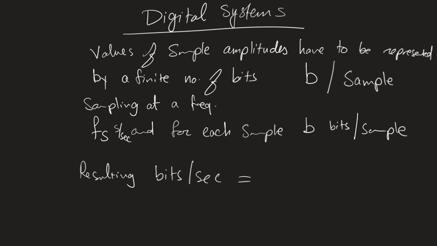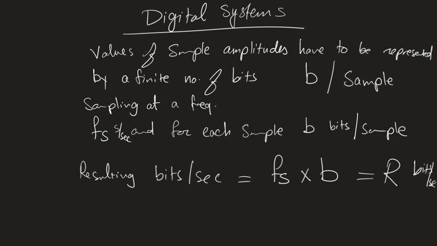Let's put it in numbers. If I have 10 samples every second, and each sample is represented by 2 bits, how many bits per second do I have? 20. It's 2 times 10. So it's B times Fs. Simply, this is Fs times B: the sampling rate, the number of samples per second, multiplied by the number of bits per sample. And we call this the rate, in bits per second.